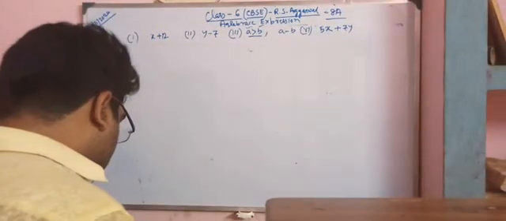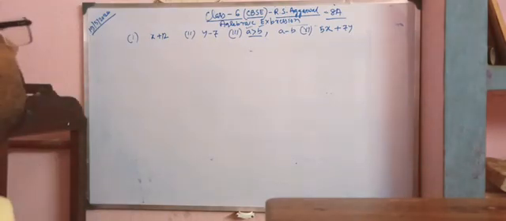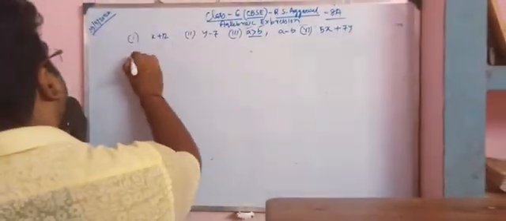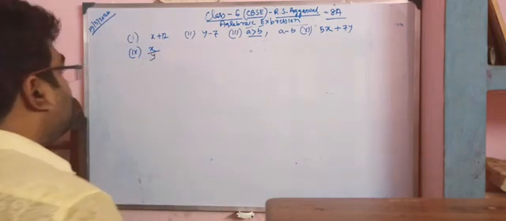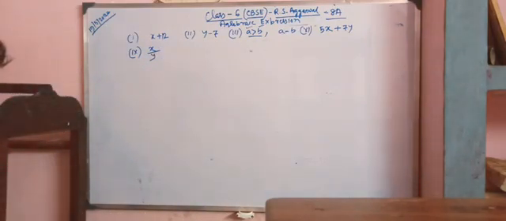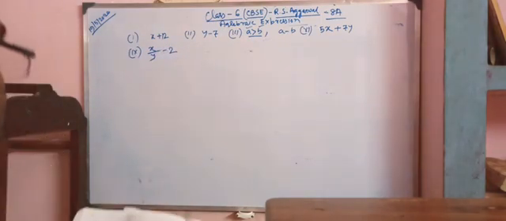Next, question number 9. 2 less than the quotient of x by y. The quotient of x by y is that. And here it is stated that 2 less than. So x by y minus 2. That should be my answer.